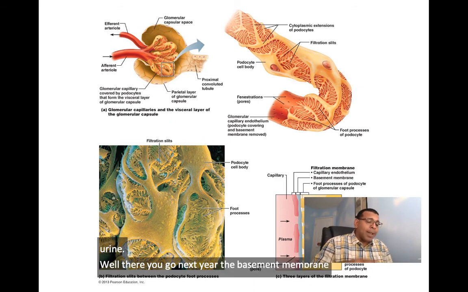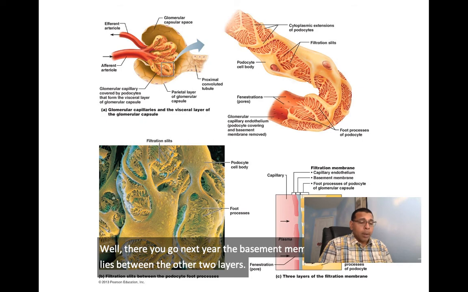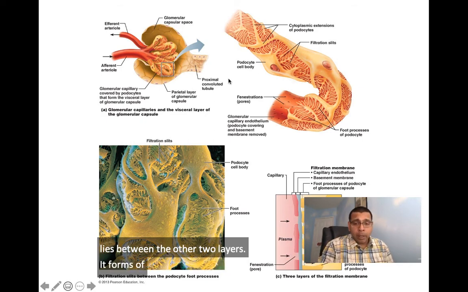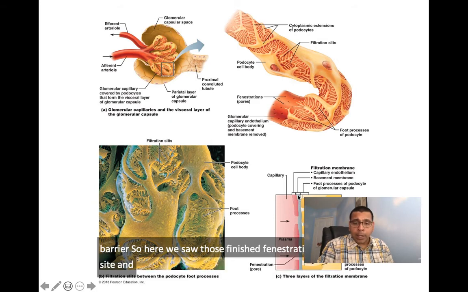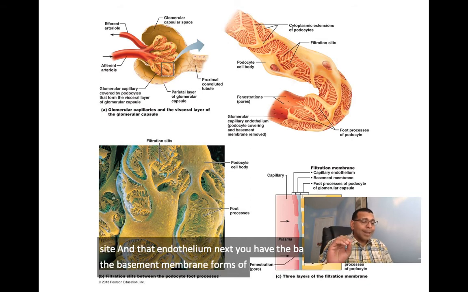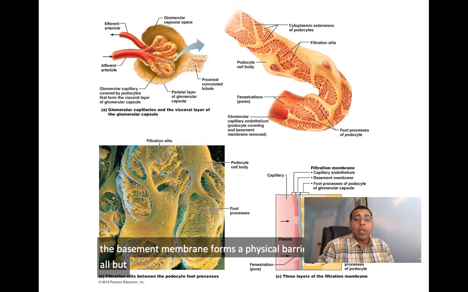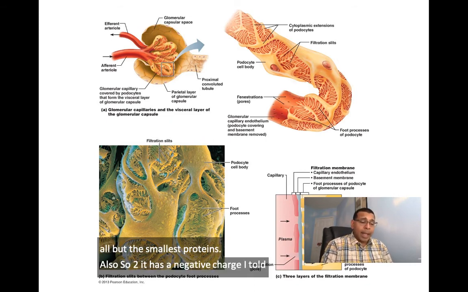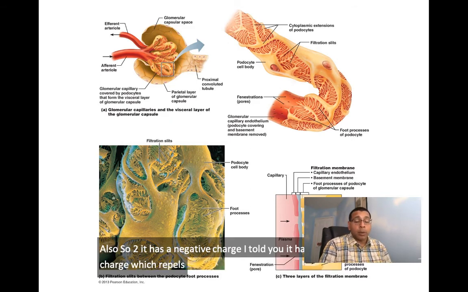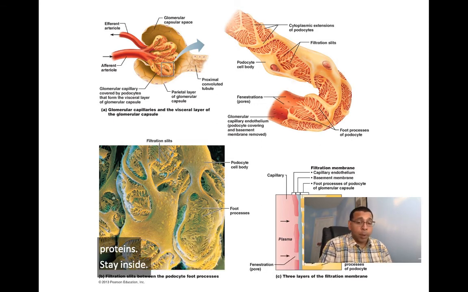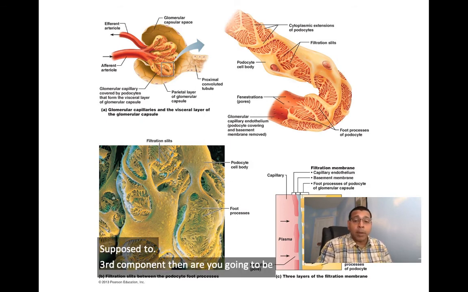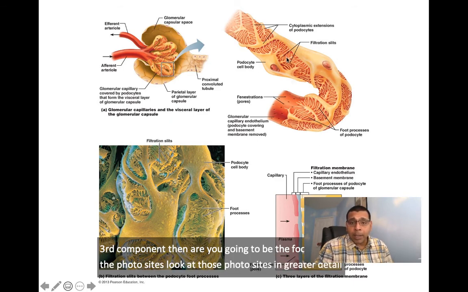Next, you have the basement membrane, which lies between the other 2 layers. It forms a physical barrier that blocks all but the smallest proteins. Also, number 2, it has a negative charge, which repels plasma proteins. Do we have proteins in our urine? Shouldn't. So you can see red blood cells, white blood cells, proteins stay inside. Supposed to. Third component then are going to be the foot processes of the podocytes. Look at those podocytes in greater detail here. Look at their foot processes.